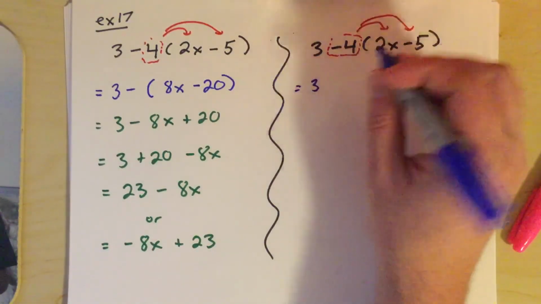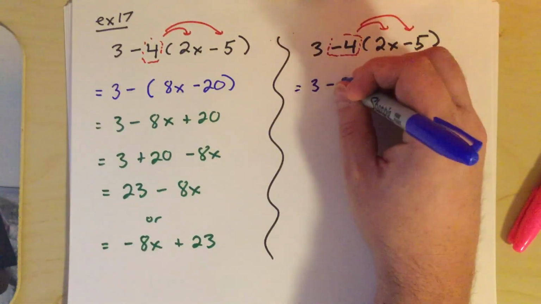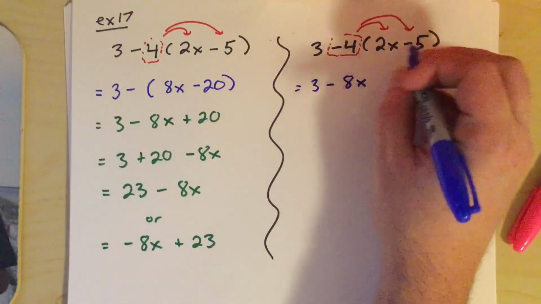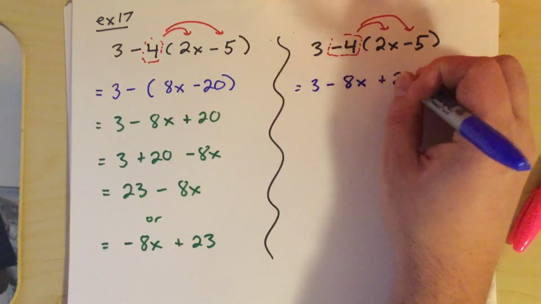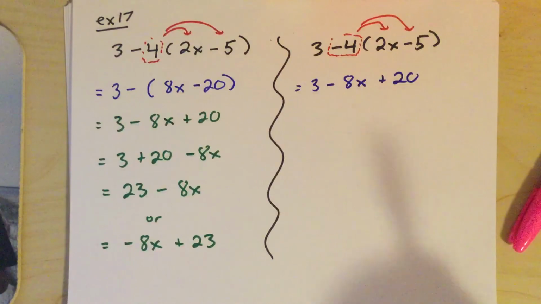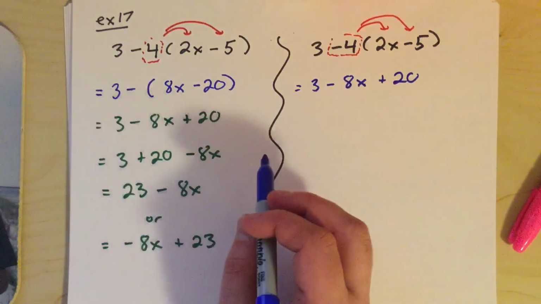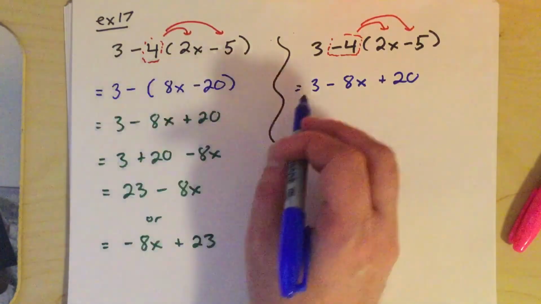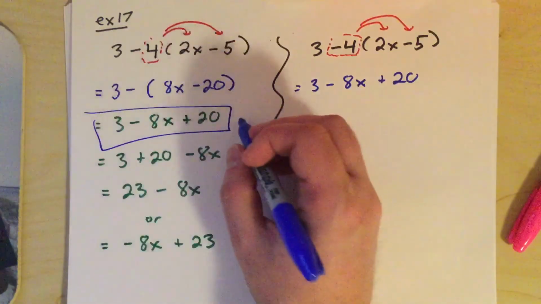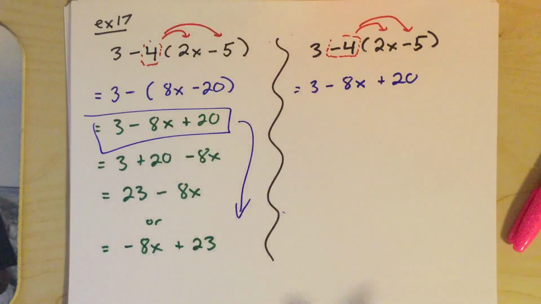So this would be 3, and then negative 4 times 2 is minus 8x, and negative 4 times 5 is plus 20. And then we add this step over here, and you continue downwards till you get to the answer.